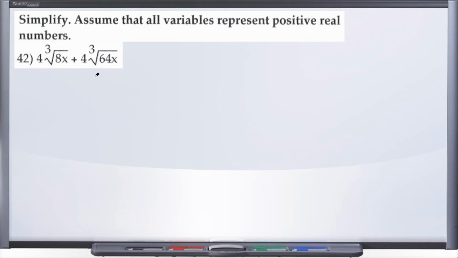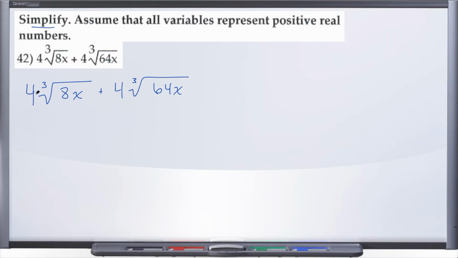All right, so here we are at 42. Simplify and assume all variables represent positive real numbers. Well, again, as soon as I see that word simplify and I'm dealing with adding and subtracting radicals, right away I anticipate having to break these radicals up into good stuff, bad stuff. So we've been given 4 times the cube root of 8x plus 4 times the cube root of 64x.